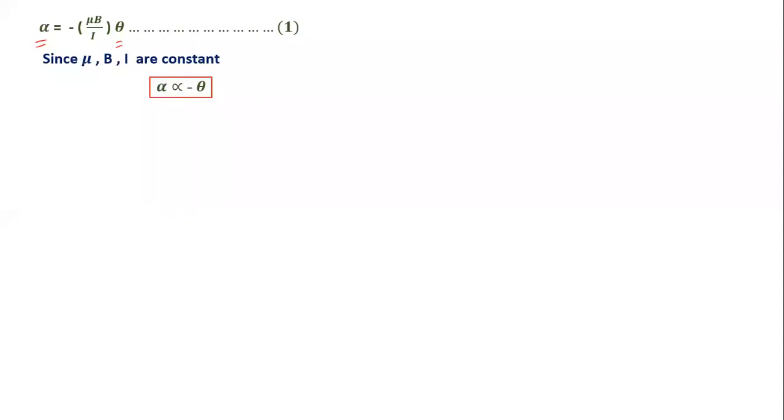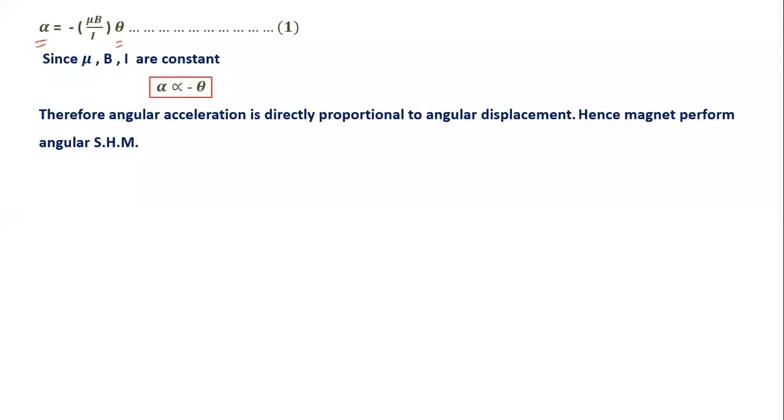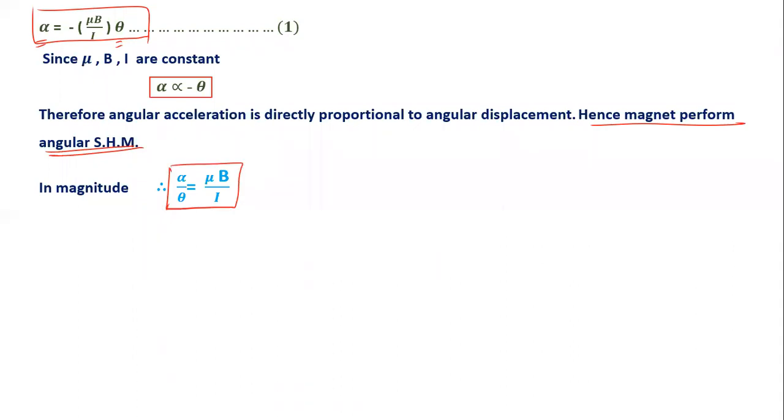The oscillatory motion where angular acceleration is proportional to angular displacement and they are oppositely directed is angular simple harmonic motion. So here, they are proportional and oppositely directed, therefore it is angular SHM, and this magnet will perform angular SHM. Now by using this formula we can write alpha upon theta is equal to mu B upon I. We have not written the negative sign because we consider only magnitude.